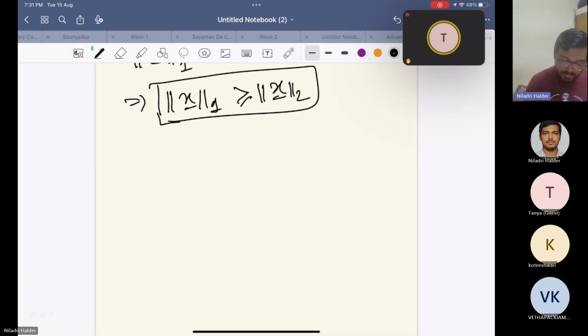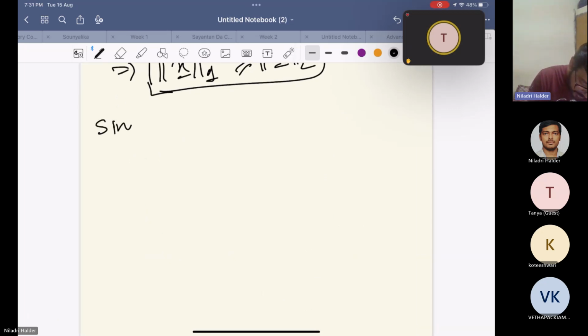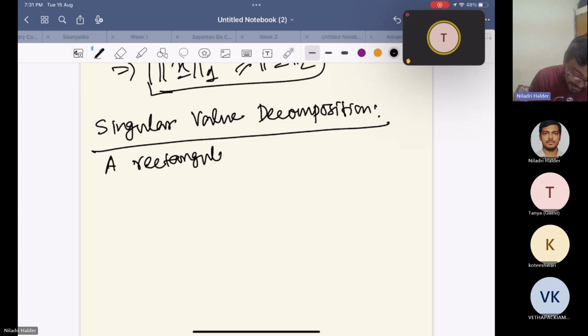So that's all. And then I'll write down one theorem, that is for the singular value decomposition. So this may be helpful in wireless communication or any other machine learning algorithm. I'll just write down the theorem here. So suppose there is a matrix, sorry, a rectangular matrix, any matrix. Okay, so a matrix can be rectangular or square. So a rectangular matrix. Let's generalize this.